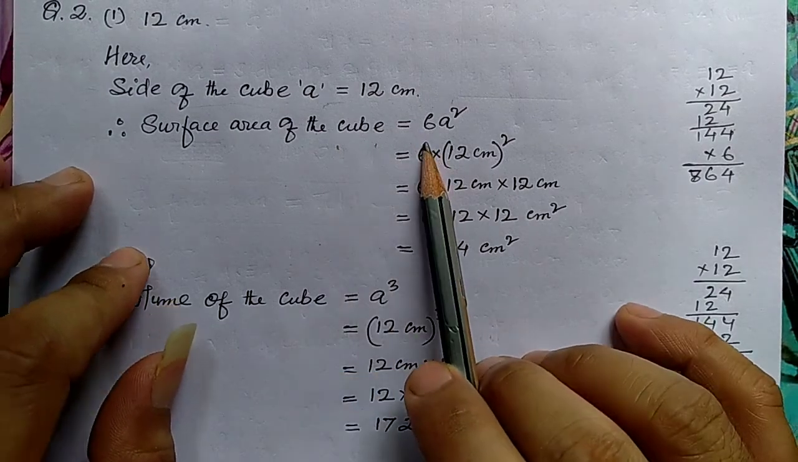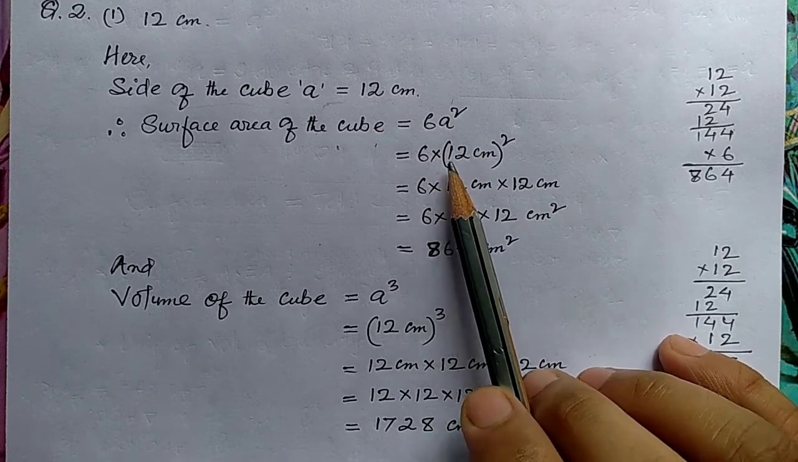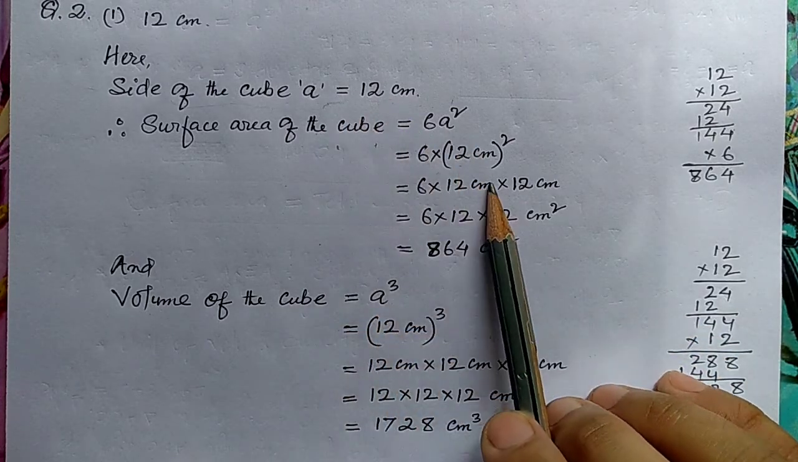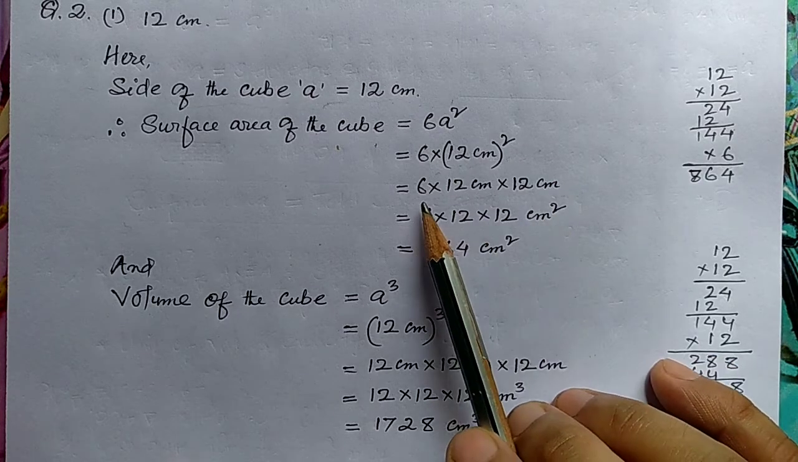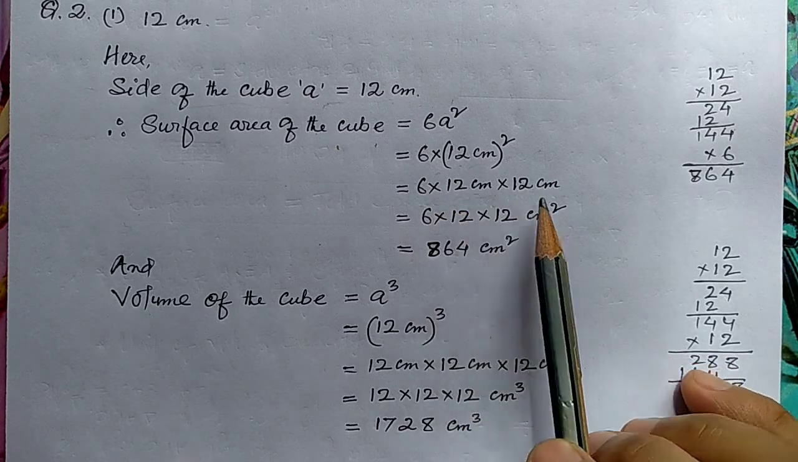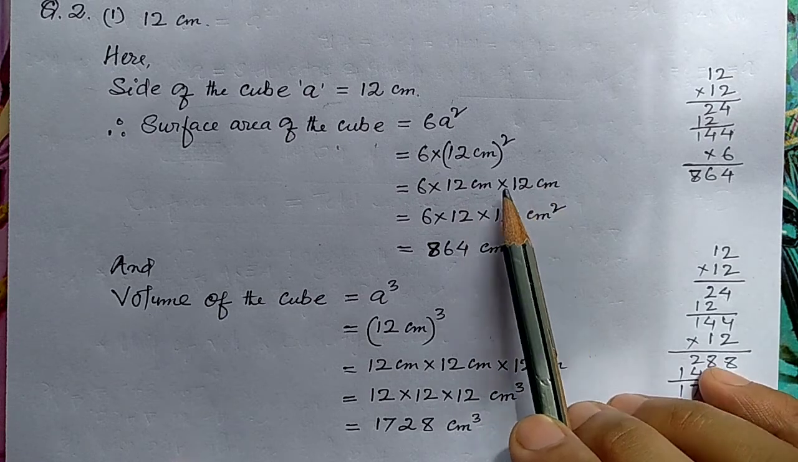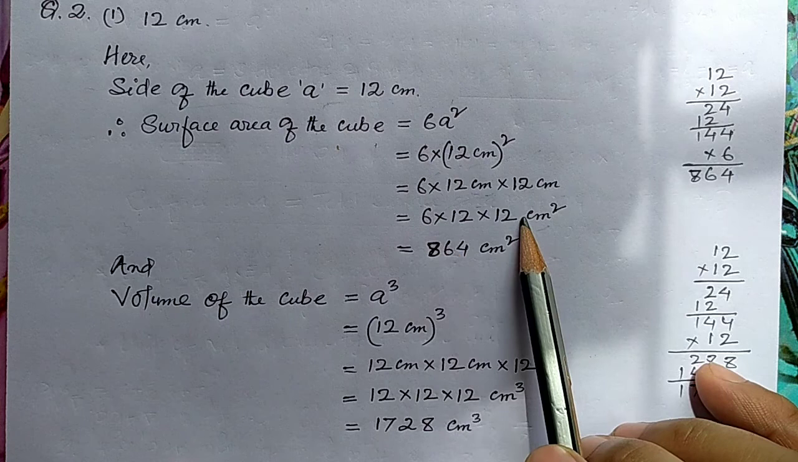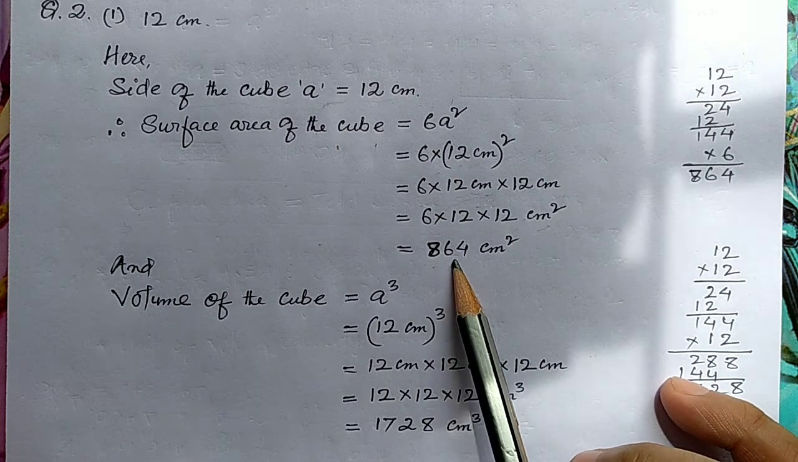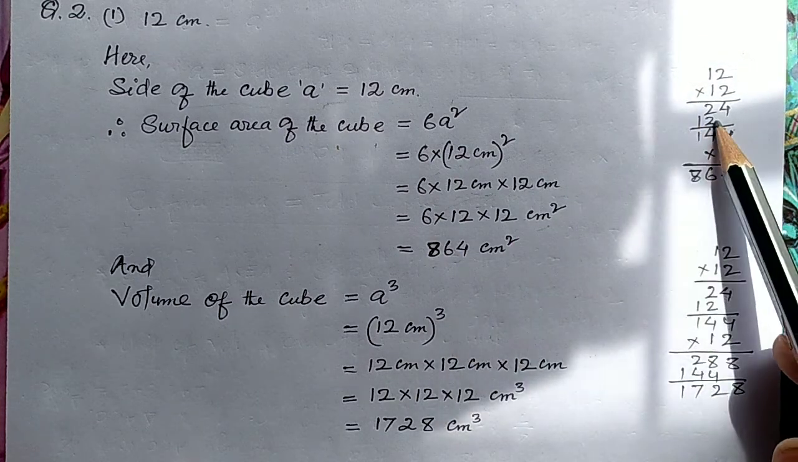By formula it is 6a square. That a is 12 centimeter. So 12 centimeter square, 12 centimeter into 12 centimeter. We multiply all these three numbers, 6, 12, 12. Centimeter multiplied here 2 times, so centimeter square. The product of these three numbers is 864. You can see the rough calculation here.